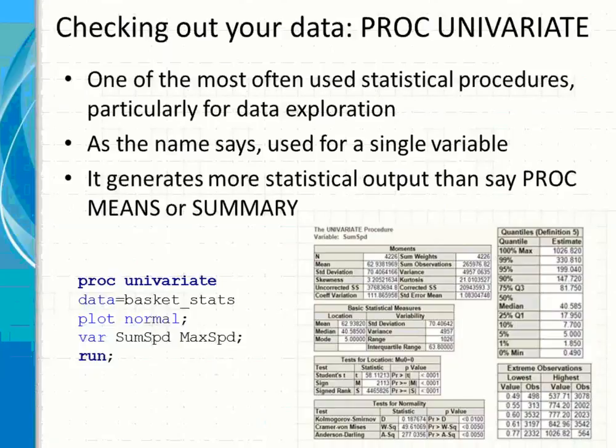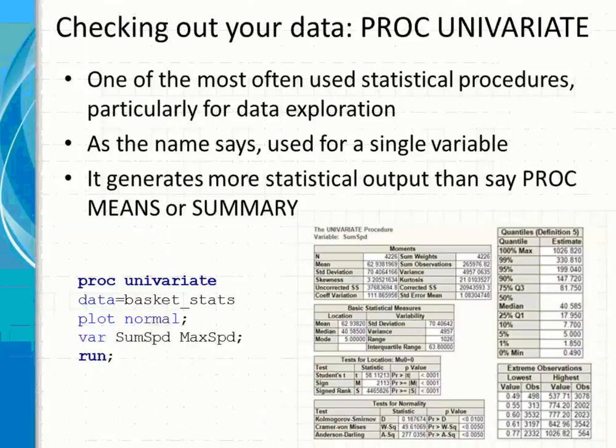So we start off with proc univariate. It's one of the most often used stats procedures. It's particularly useful for data exploration, and as the name says, do use it for a single variable. It's very similar in nature to, say, proc means or proc summary. However, it does give you a lot more information.